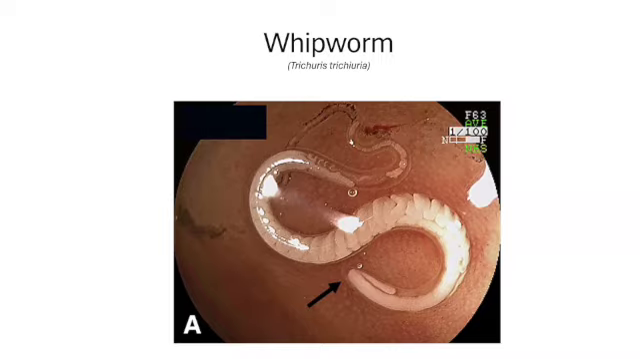This, by the way, is a whipworm in situ in its natural habitat. This has been taken with a sigmoidoscope. One of those things with a light and a camera on it that you can slip into the alimentary canal and you can take pictures of what's inside. Did you know you can buy sigmoidoscopes on eBay?